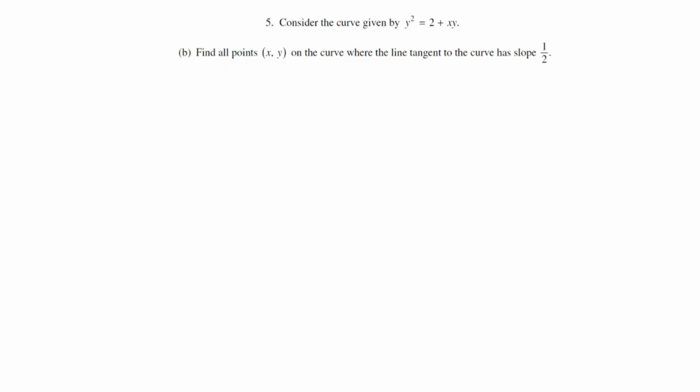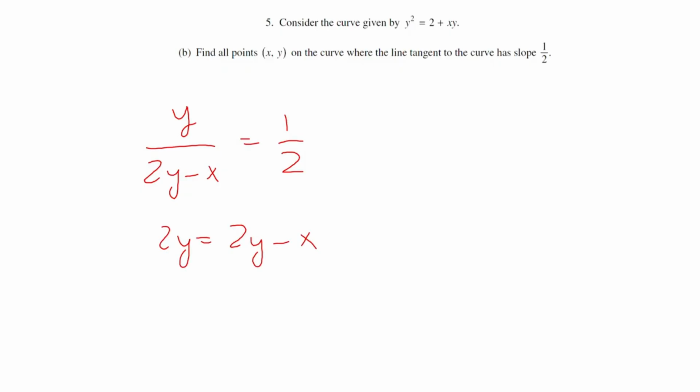In part B, it says to find all points x, y on the curve where the tangent to the curve has a slope of 1/2. So what we want to do is just set our derivative, which was y over 2y minus x, equal to 1/2. And so we'll just cross multiply here, getting 2y is equal to 2y minus x. And effectively, that just tells us, if we subtract 2y from both sides, that 0 is equal to the opposite of x, or just x is equal to 0. So we have a slope of 1/2 whenever x is equal to 0.